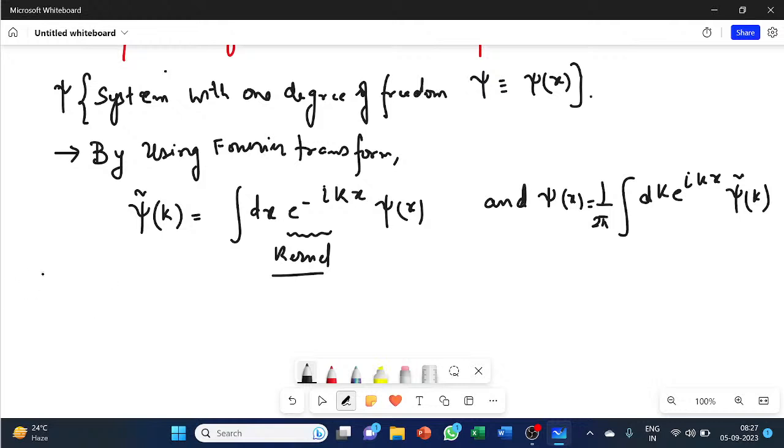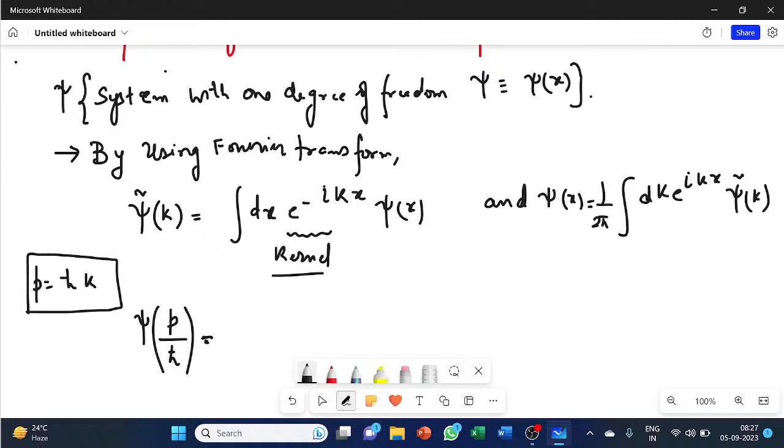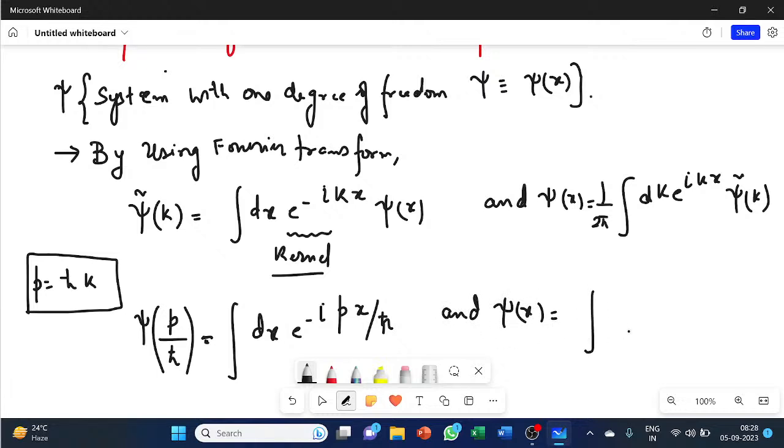I'll say that my p is related to this k by p upon h bar. So instead of k, I can write p upon h bar. This is something that I'm not deriving right now. We'll see all these things later on because I've just started. So I'm just writing e to the power minus i p x upon h bar. This is how you can convert your wave function from coordinate space to momentum space, and likewise you can write your wave function in coordinate space using the wave function in momentum space.